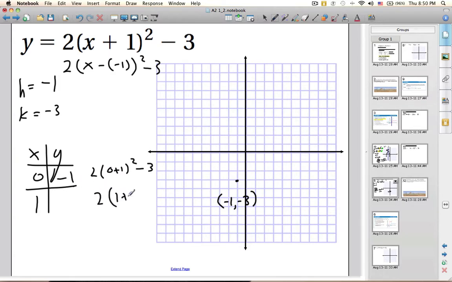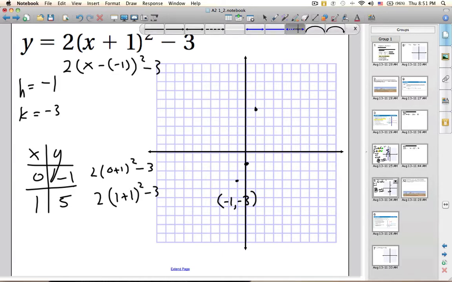If I plug 1 in for x, I'll have 2 times 1 plus 1 squared minus 3. 1 plus 1 is 2. 2 squared is 4. 2 times 4 is 8. 8 minus 3 is 5. So here I'm at negative 1, and here I'm at 1, 2, 3, 4, 5.